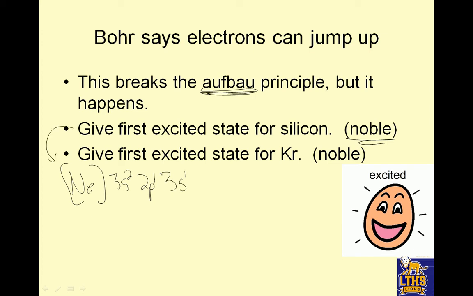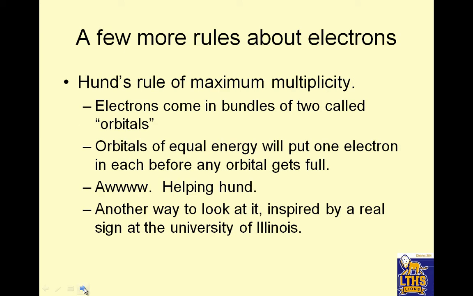Give the first excited state for chromium, noble. Now, argon is a noble gas, but I can't just say argon and that's it. You got to use the preceding noble gas, which is argon. And so then I have 4s2, 3d10, 4p6 is argon, but now I've got to excite it. So one of them is going to go up to the next level, which is going to be 5s1. So it just jumps up one level. How exciting, how exciting.